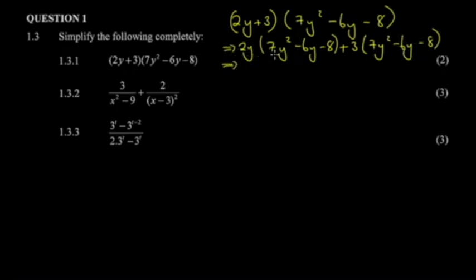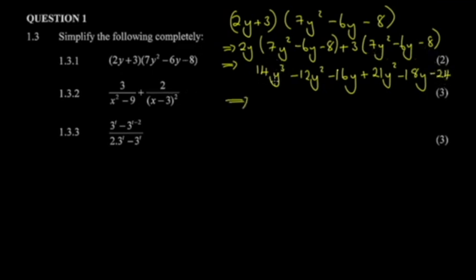expand. So 2y times 7y squared, 2 times 7 gives you 14y cubed. For this part it would be negative 12, so 2 times negative 6 gives you negative 12y squared. Then for this part you'd get negative 16y. For this part you'd get 21y squared. And for this part, 3 multiplied by negative 6 gives negative 18, and there was a y already, so you get negative 18y. Then 3 multiplied by negative 8 gives you negative 24.